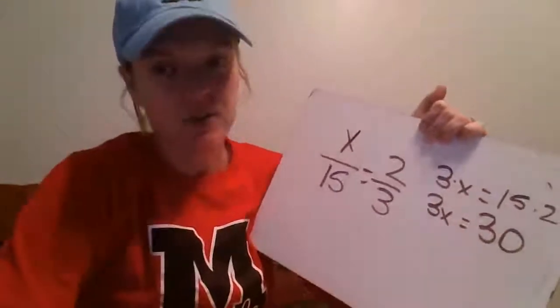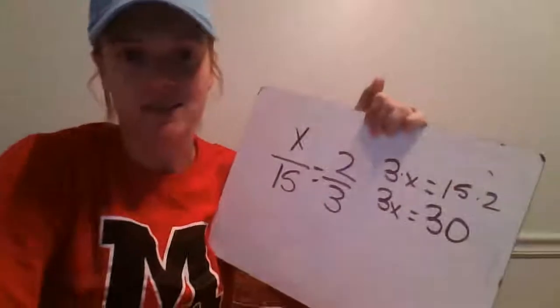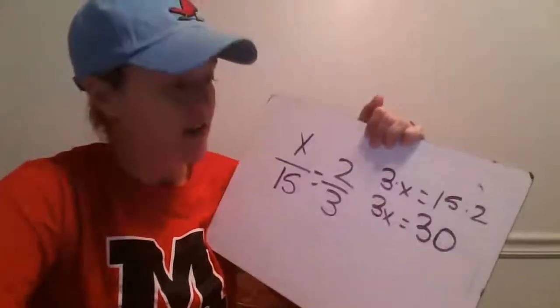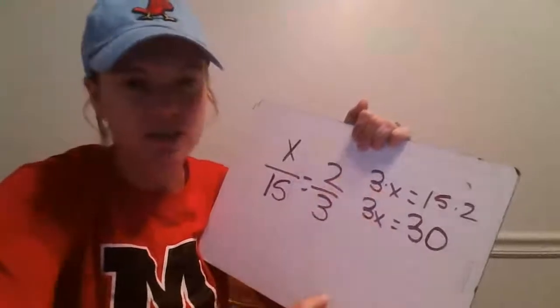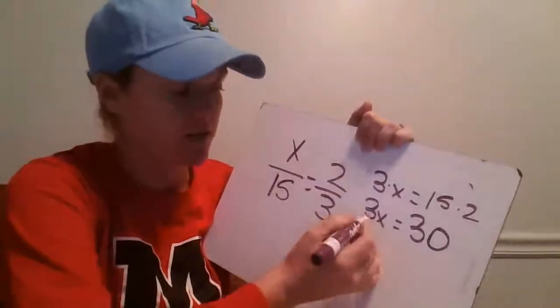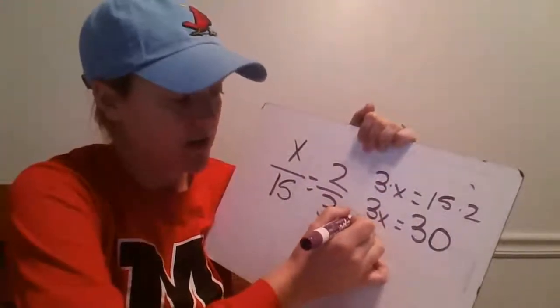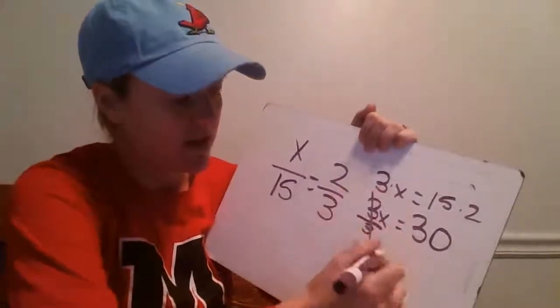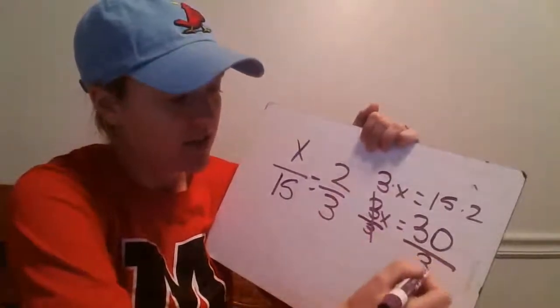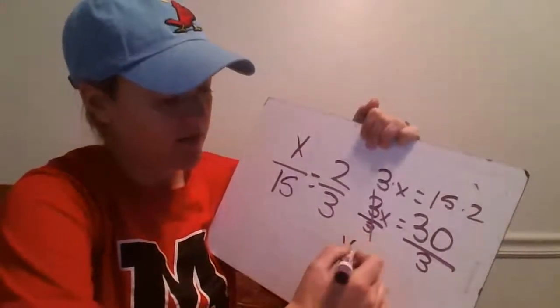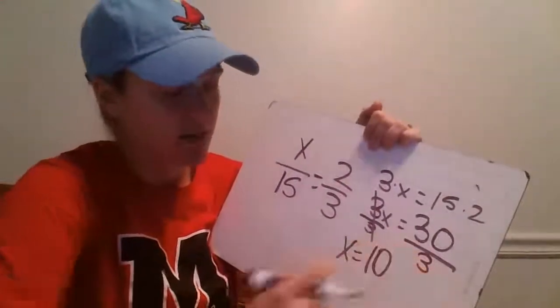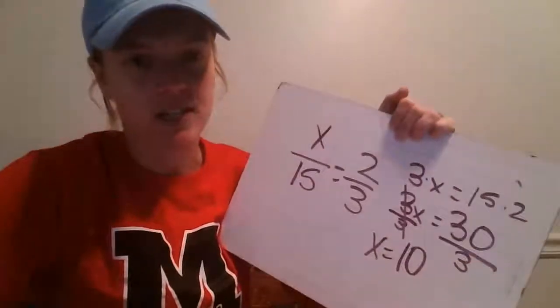Okay, so now this just goes with everything that we've been learning the last couple of weeks, right? We need to get x by itself. So 3 and x we know is multiplication. To undo multiplication, we need to do division. So we're going to divide by 3, cross that out. Then we need to do 30 divided by 3. So 30 divided by 3 is 10. So we know that x equals 10.